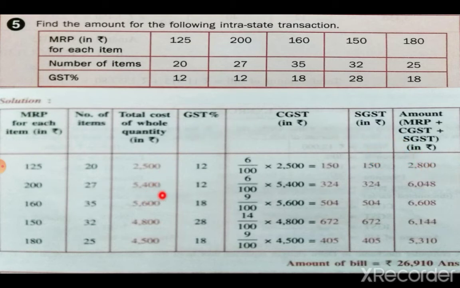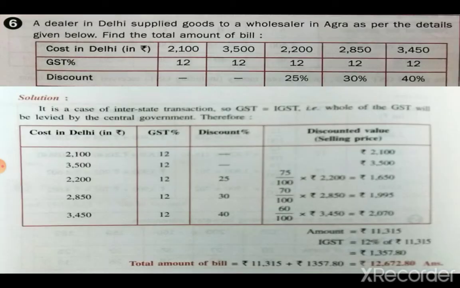Next, 5400 plus 324 plus 324, you will get 6048 rupees. 5600 plus 504 plus 504, you will get 6608. Next, 4800 plus 672 plus 672, you will get 6144. Then 4500 plus 405 plus 405, you will get 5310 rupees. So to find the amount of bill, you will add all this amount section and you will get 26,910 rupees. Next sum, last sum of solved example.